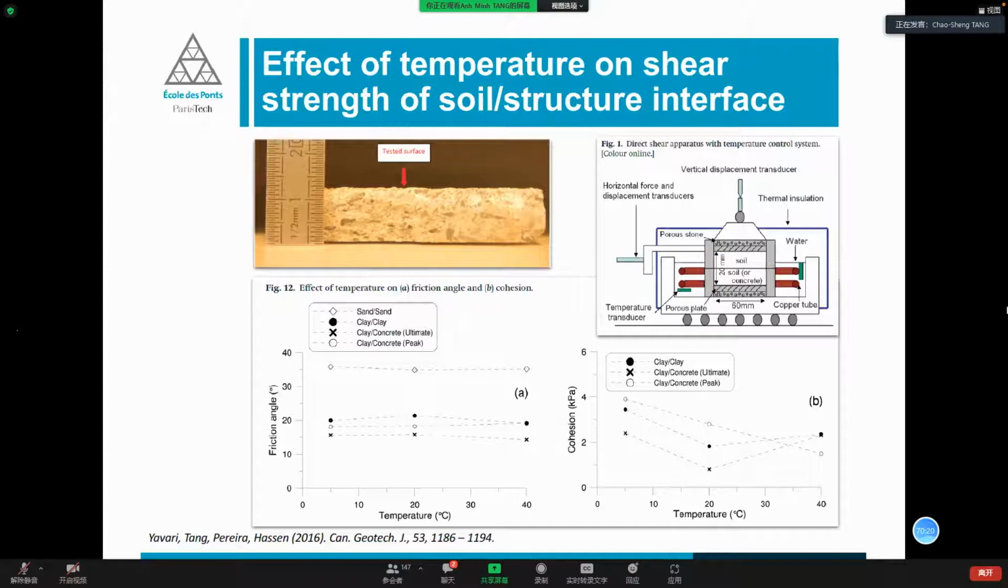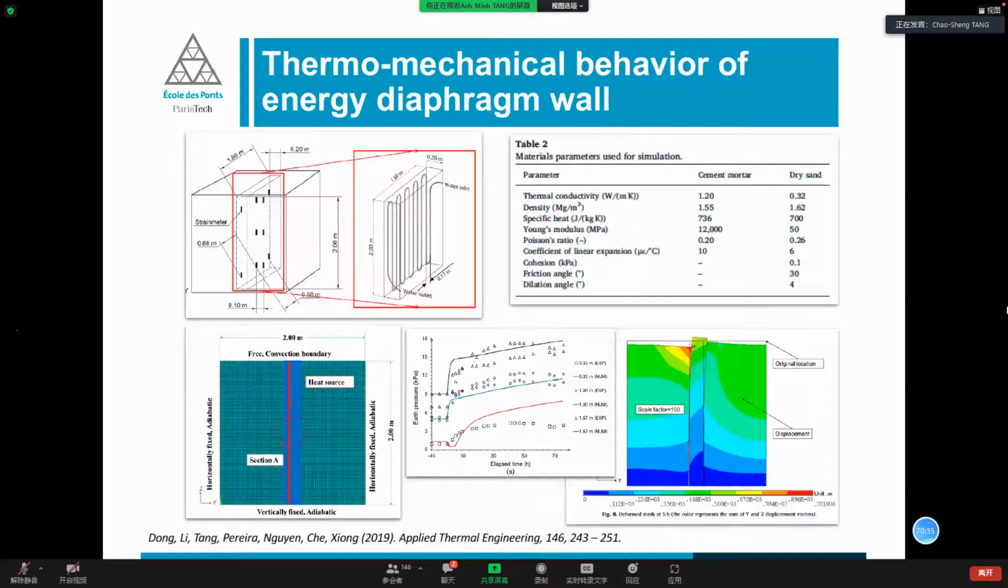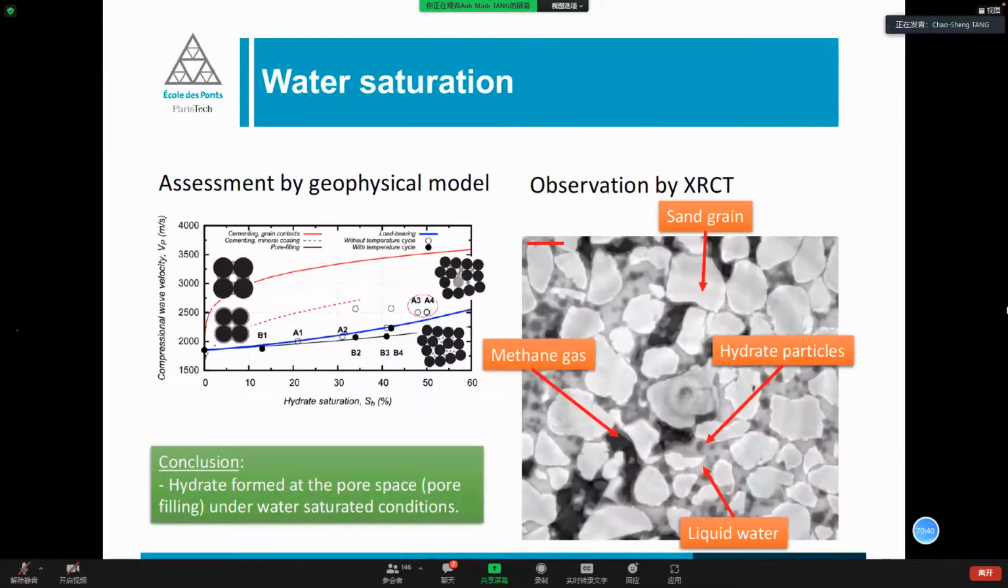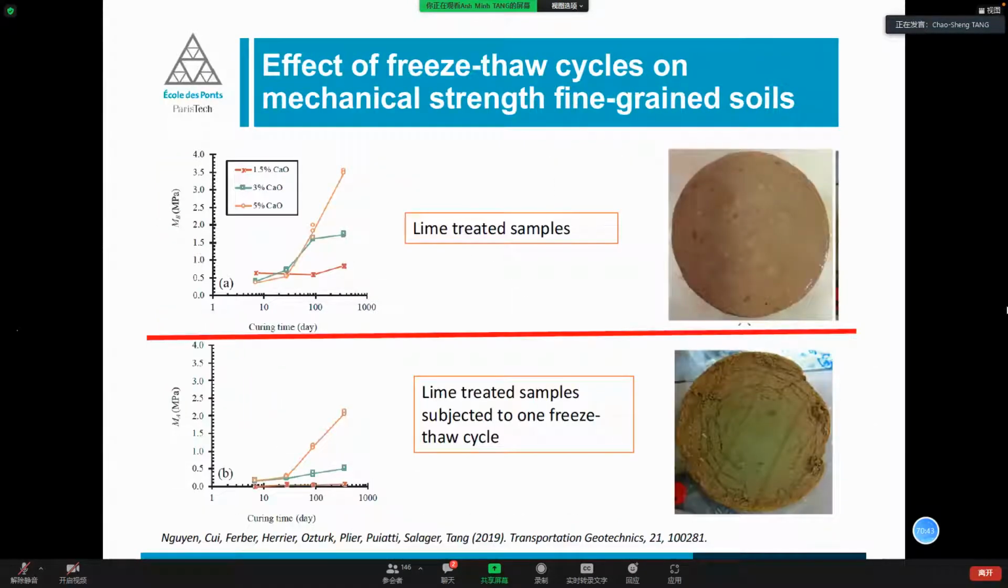Hello, any other question, please? I just have one question about your last slide, about the freezing-thawing cycles on the lime treated soil. I see there are circular cracks on the sample surface. You mean that is because of the ice lenses. Why are these ice lenses circular in shape? Can you give me some explanation?